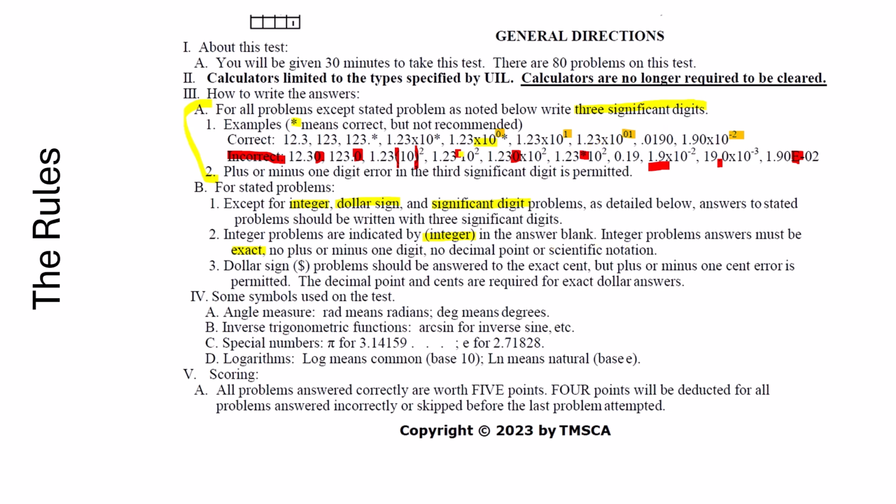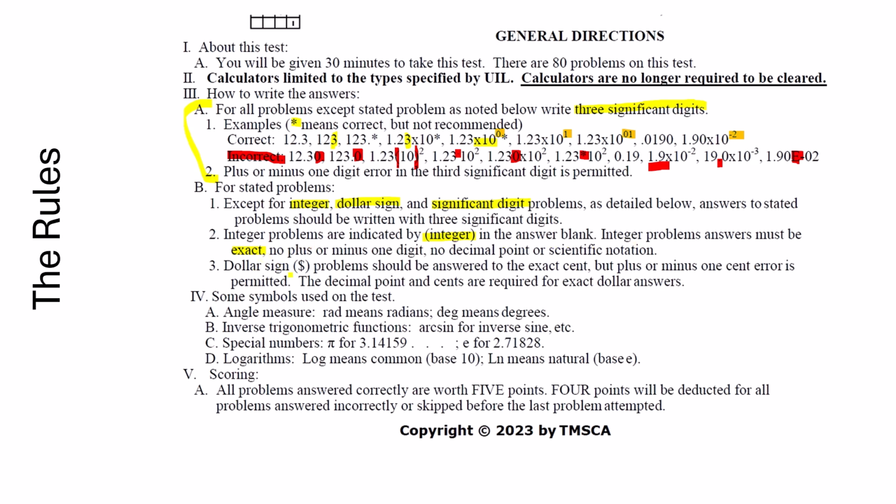Speaking of which, there's a strange thing with some calculators that they might be off on that third digit by 1. So if the answer on a regular problem is 123, but you write 124, that's still 3 significant digits, but you're off by the last digit. That's actually counted correct. Okay. So integer problems, though, are integers. So we're exact, no plus or minus 1 digit, no decimal point or scientific notation.